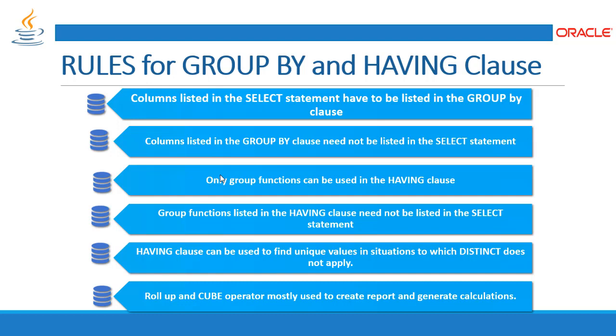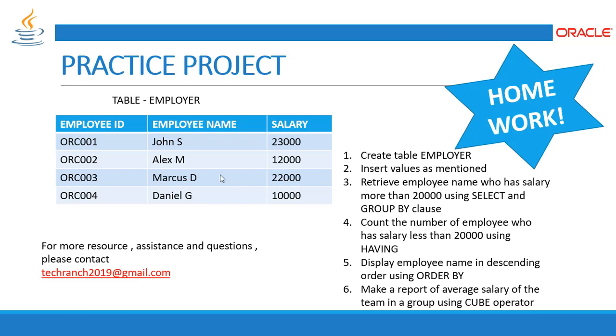So these are the differences between group by and having compared to select and where, and in which places select and where are required and beneficial compared to the group by and having functions. Rollup and cube operators are mostly used to create reports and generate calculations. So this is all about grouping data using group by and having clause.